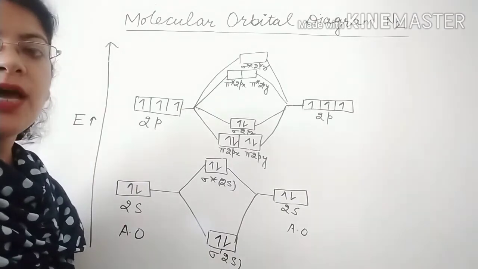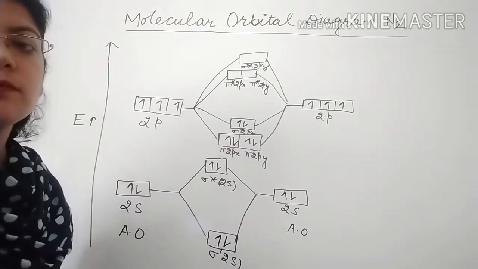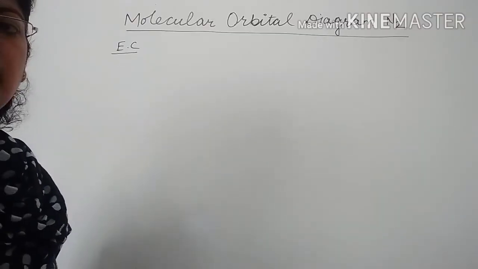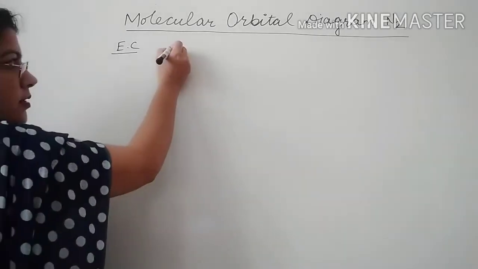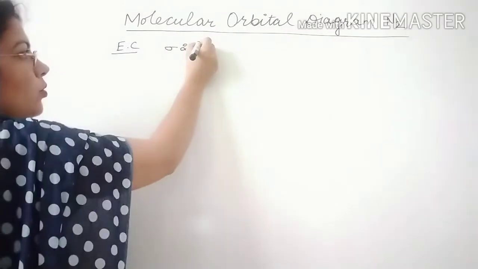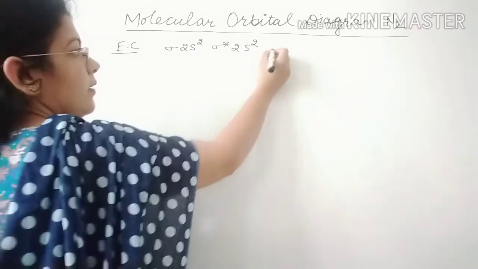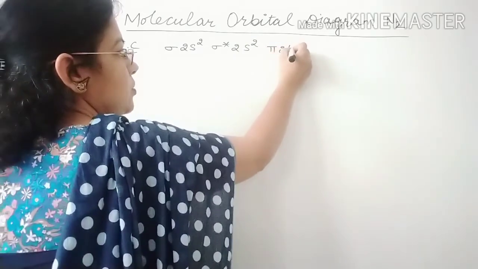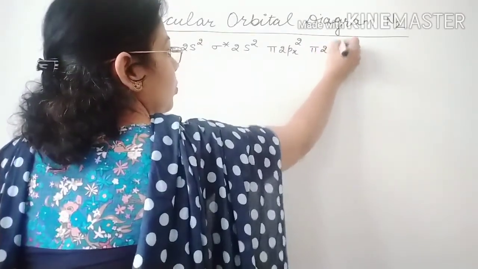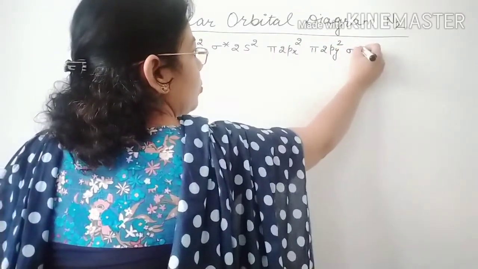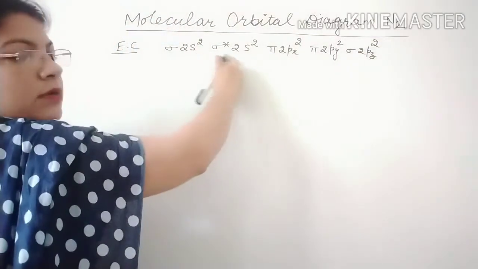Now we have to write the electronic configuration for the nitrogen molecule, and its electronic configuration is sigma 2s2, sigma star 2s2, then pi 2px2, pi 2py2 and sigma 2pz2. These are a total of 10 electrons.